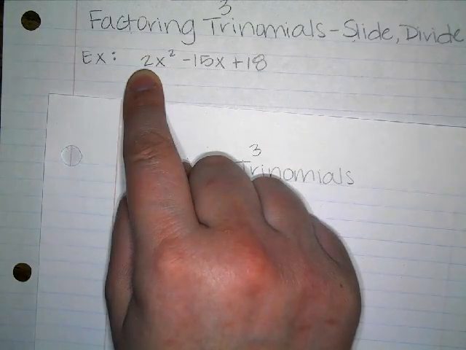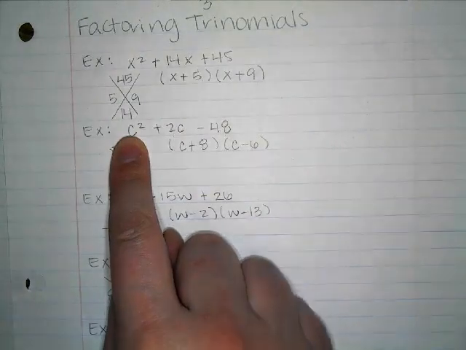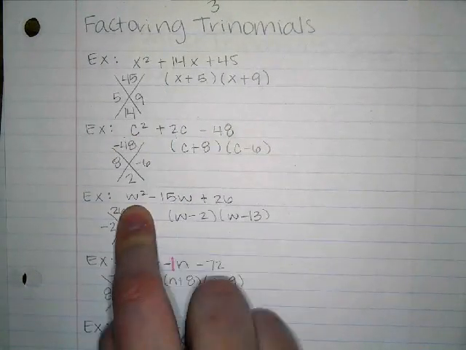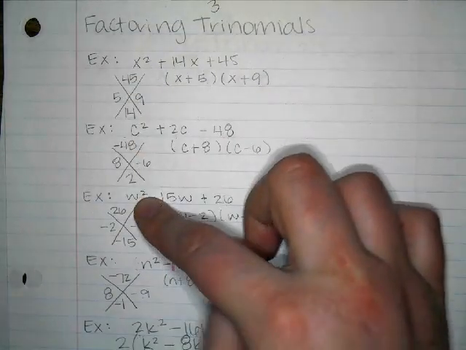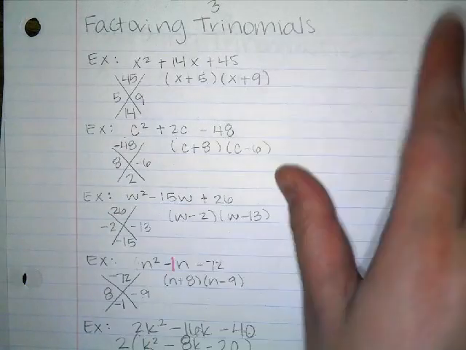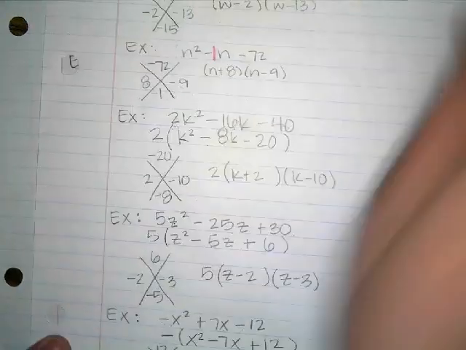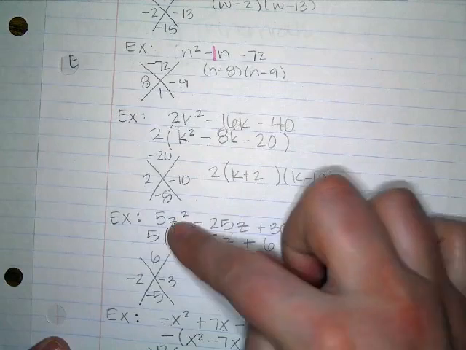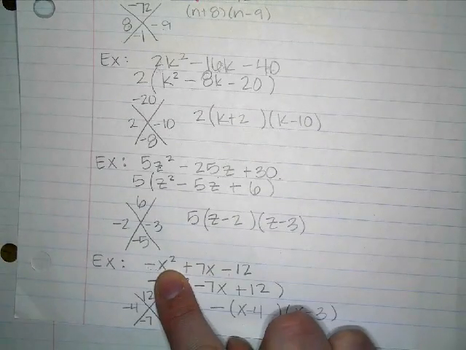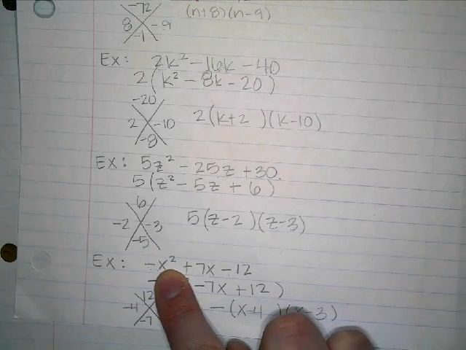You guys see the difference? So with what we were doing on Friday, the ones that were easy, they either started where x squared or c squared or w squared, it was all by itself to start with. That makes them easy problems. Or if they had a number in the front, like 2k squared, 5z squared, or this one was a negative x squared, or if they had something in the front, you could take it out. Those were the ones we did on Friday.